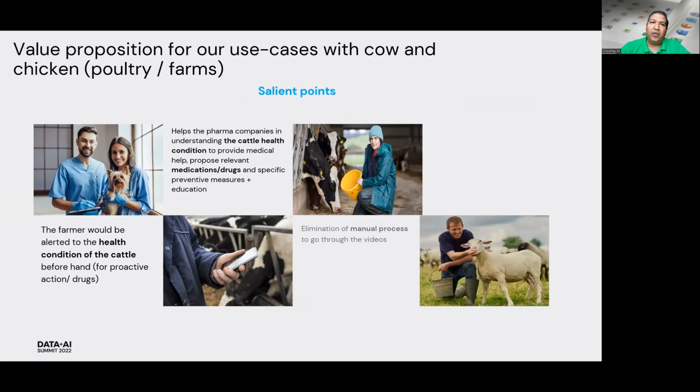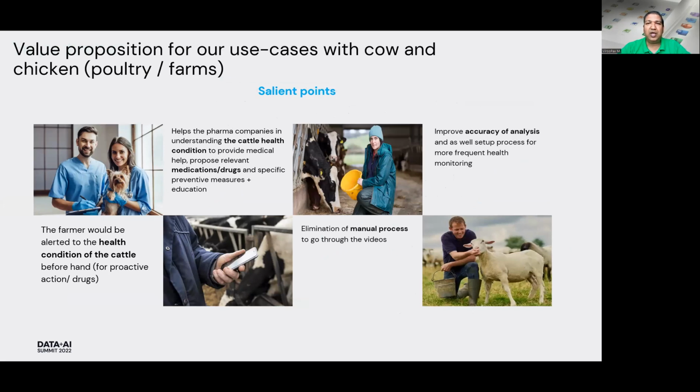Now, if you think about the value proposition for our use cases here, just focusing on cow and chicken for a moment, it could apply to many other scenarios with pet animals too, as you can realize. But if you think about it, the farmer could be alerted to the health condition of the cattle ahead of time. Proactive, right? Notifications, the drugs that are possible for solving a specific problem.